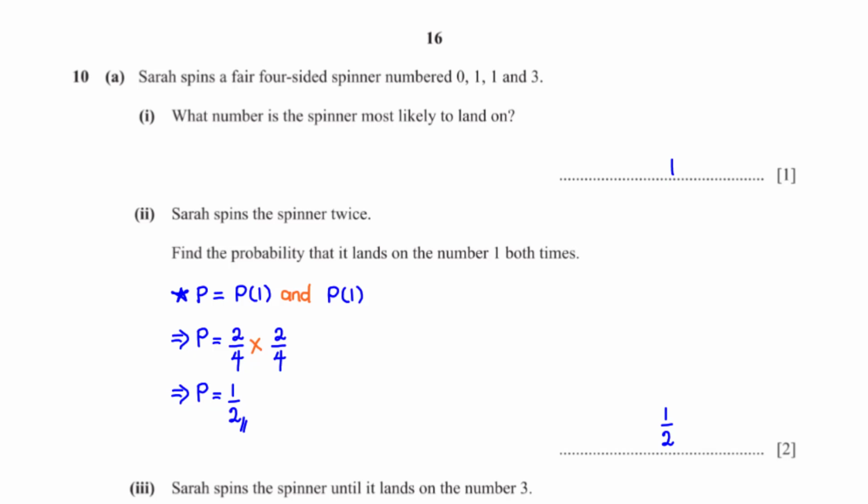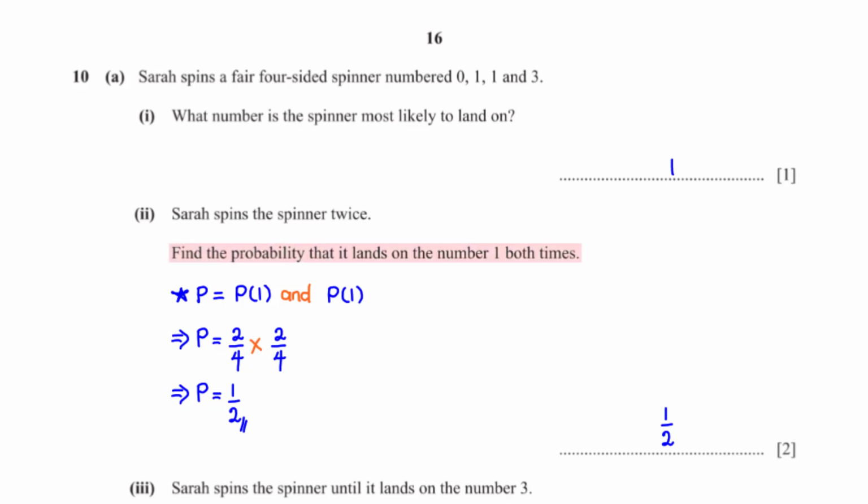Sarah spins a fair four-sided spinner numbered 0, 1, 1, and 3. What number is the spinner most likely to land on? The number of ones on the spinner is higher than the other numbers, and so the spinner is most likely to land on 1. Sarah spins the spinner twice.